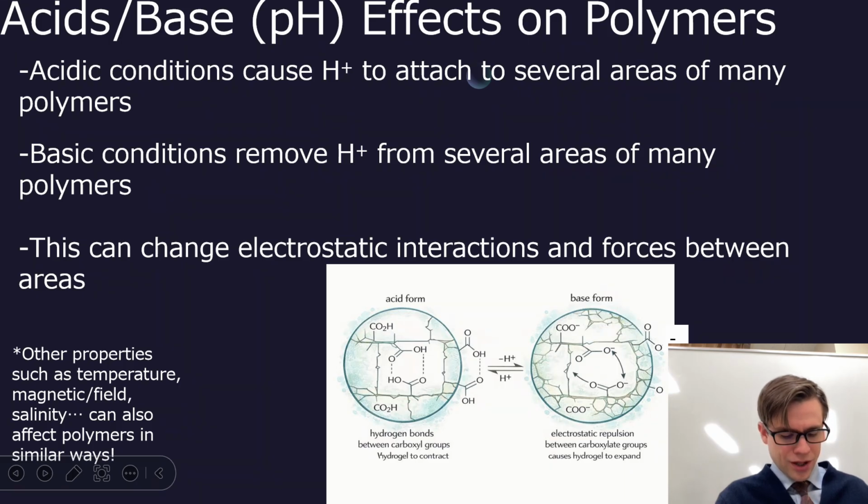But if we go to basic conditions and start removing H+ from this structure, we're going to have a lot of negative charge left behind on the oxygens. No longer will there be hydrogen bonding. In fact, there'll be strong electrostatic repelling from the O- and the lone pairs. So this will cause the structure to sort of repel and open up and expand. I don't really know the practical uses for this. I think this is similar to what might happen in things like contact lenses. They might be made of hydrogel sometimes, but things like that can depend on pH very much. So this is not only pH, but similar things can happen with temperature, even magnetism, even salinity. The salt content of the solvent of whatever this is in can also affect polymers and proteins, which are a type of polymer, in this way. Pretty important for biology.